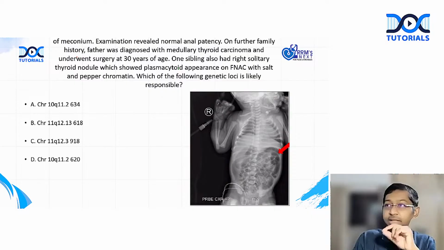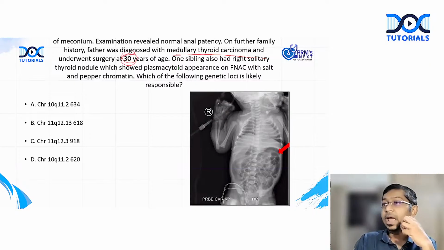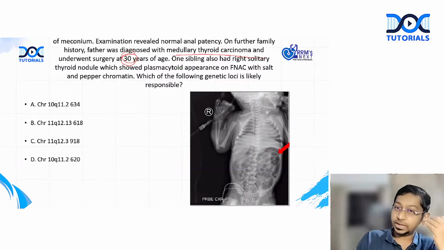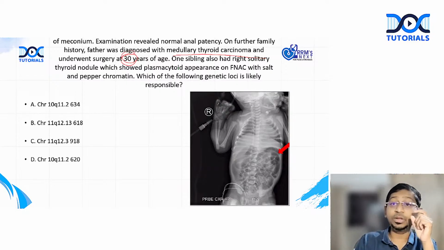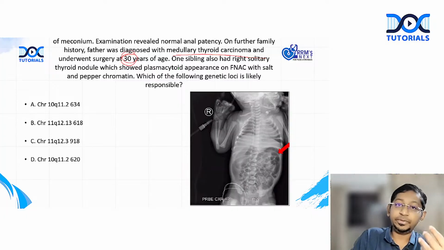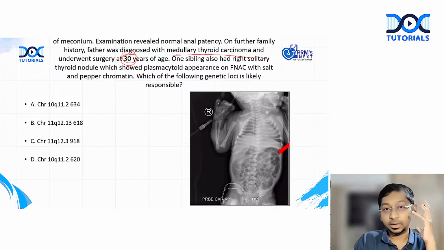The important thing in this question is the family history of medullary thyroid cancer. This is diagnosed at a very young age, at 30 years of age. So that's a very important, significant history that we need to understand. And you can see another sibling also has a right solitary thyroid nodule. They have given you the FNAC, but here I have not given you the diagnosis. I have just given you a rather descriptive feature of the FNA, which you are supposed to analyze and figure out what the FNA denotes.